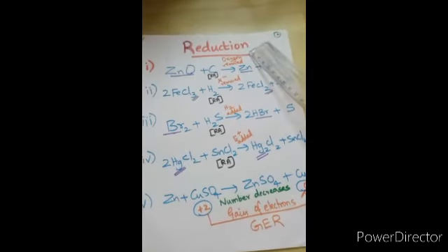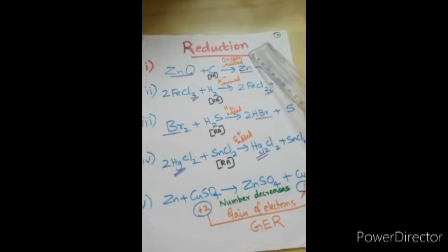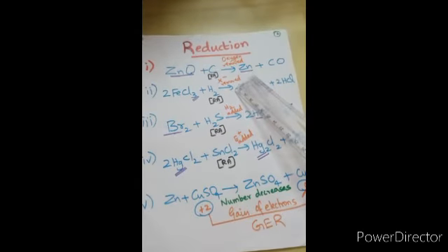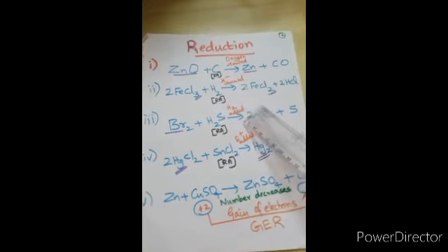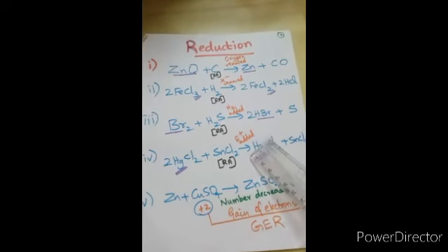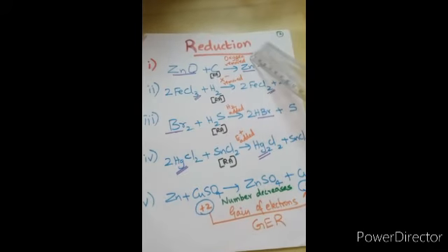Reduction is just the opposite of oxidation. A reaction in which oxygen is removed, a reaction in which any electronegative element is removed, a reaction in which hydrogen is added, a reaction in which any electropositive element is added can be called a reduction reaction.